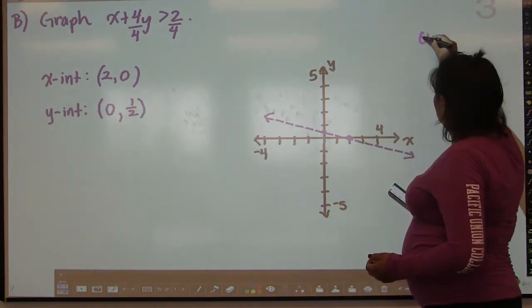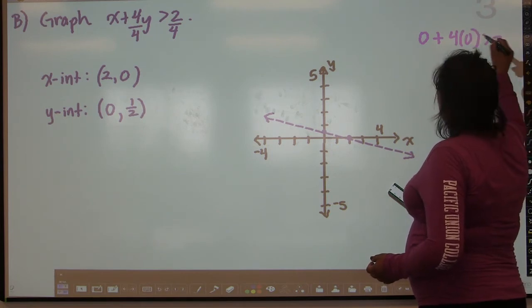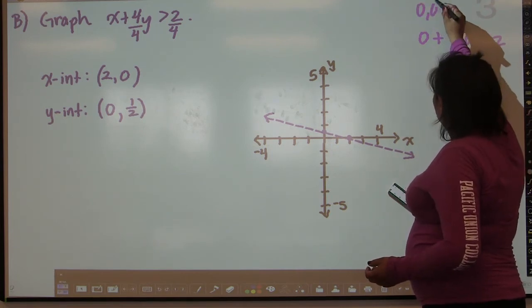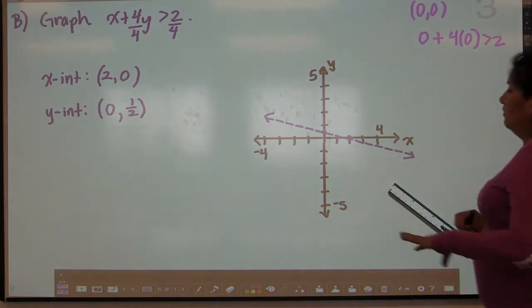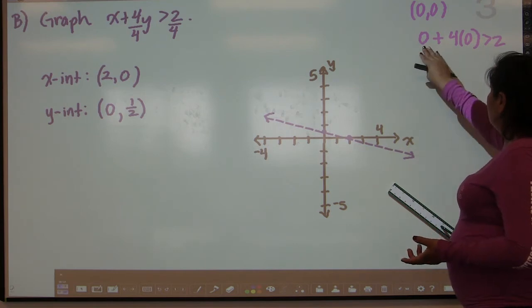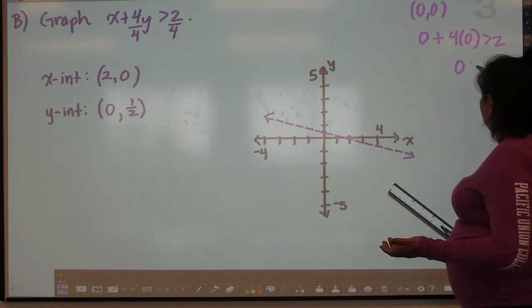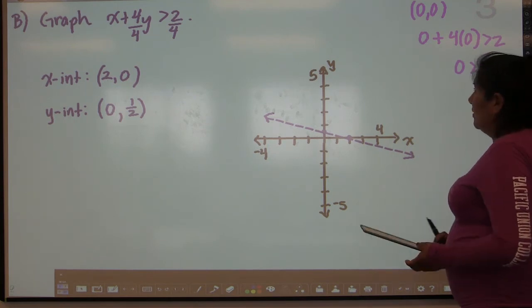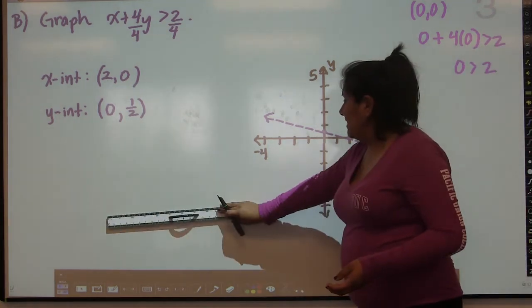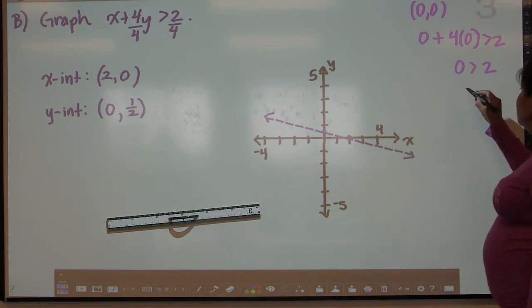So I'm going to get 0 plus 4 times 0 greater than 2. Now remember that when we test the origin, we replace both the x-coordinate and the y-coordinate with 0 in the original inequality. So 0 is obviously 0, 4 times 0 is obviously 0, so 0 plus 0, we get 0 is bigger than 2. So in this case, we are saying that 0 is larger than 2, which is not true. We said earlier that 0 is larger than any negative number, but 0 is not larger than a positive number. So this is false.